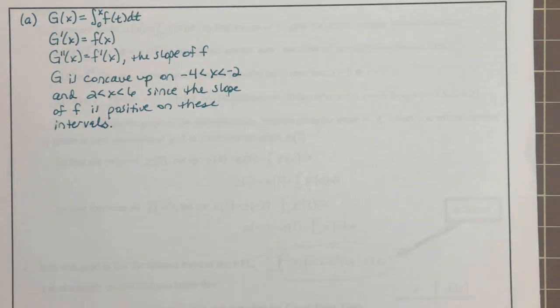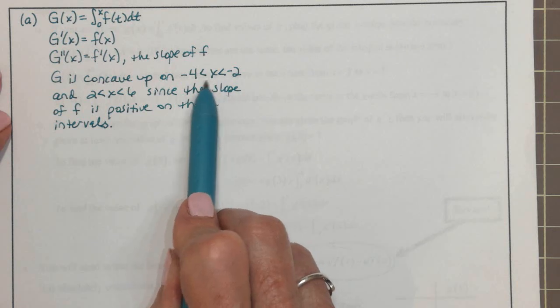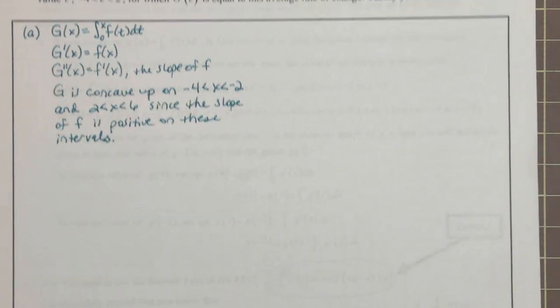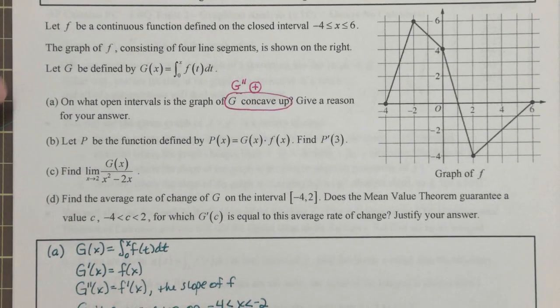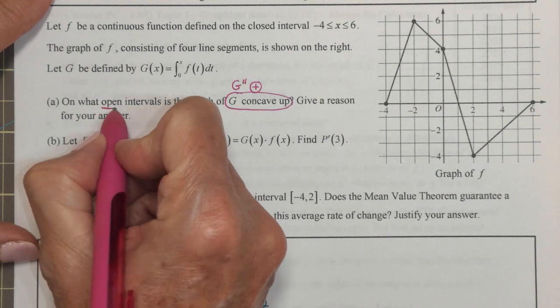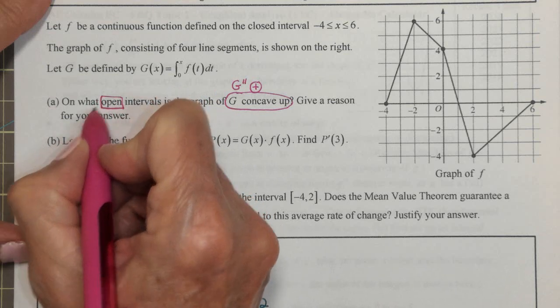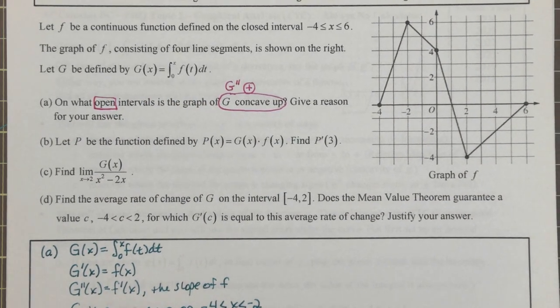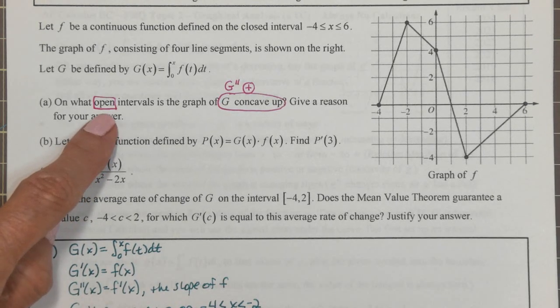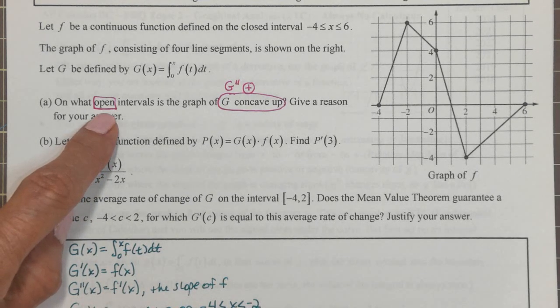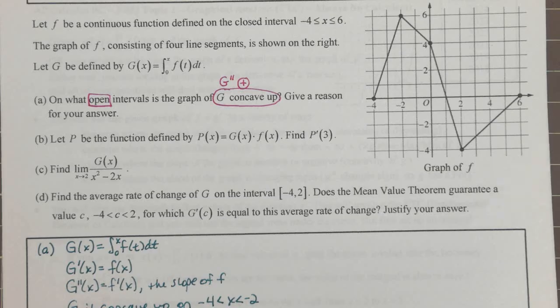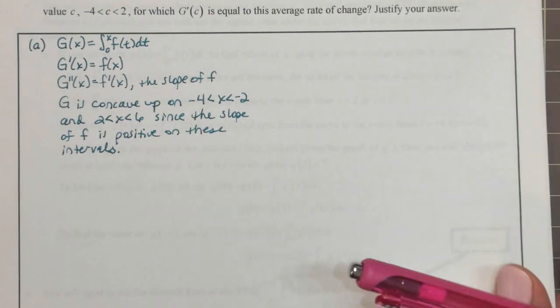Now, kids always ask, do you include the boundaries or not include the boundaries? Well, in this problem, they told us on what open intervals. So we definitely don't want to include the boundaries if they ask us for open intervals. Otherwise, I can almost guarantee we will lose that point, all right? Concavity is always open. Concavity is always open.